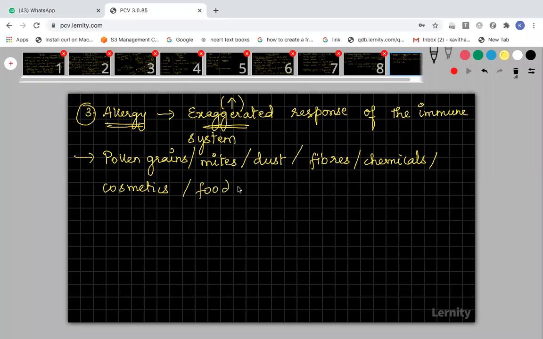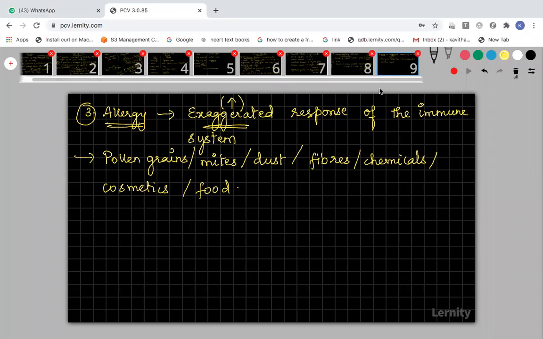Some may be allergic to some food. You would have noticed some persons are allergic to milk. If they drink milk, immediately they will have continuous vomiting, diarrhea or something. Some may be allergic to egg. So people are allergic to so many substances, and all these substances which may cause us allergy are called allergens. Allergens means the substances which cause allergy.